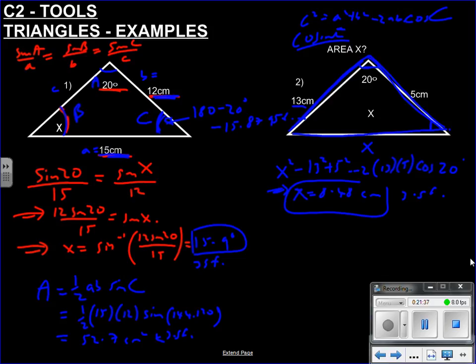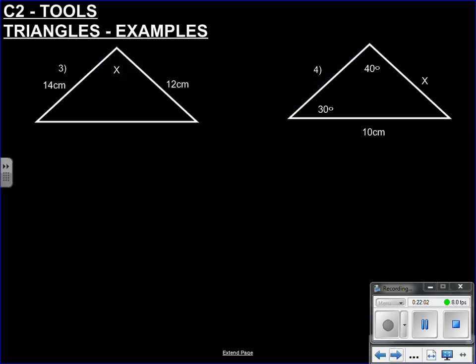I think we could find the area of that as well. So area is going to equal half. We do have two sides next to each other, that's fantastic. ab sine the angle 20. So 0.5 times 13 times 5 times sine 20. Cool. 11.1. Fantastic.